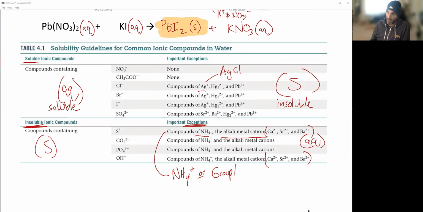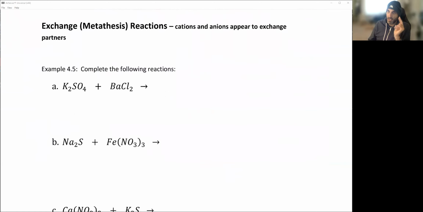And then anything with any sulfide or hydroxide with calcium, strontium, or barium. What you're going to notice is calcium, strontium, and barium are the heavier parts of group 2. Everything else is considered insoluble, I should say. We'll get to use this a bunch more, and we're going to see how it all comes together. But you're going to need to see that.